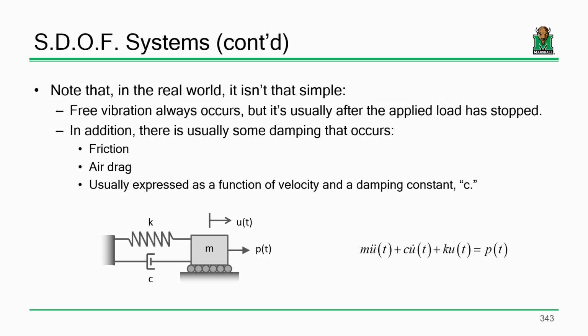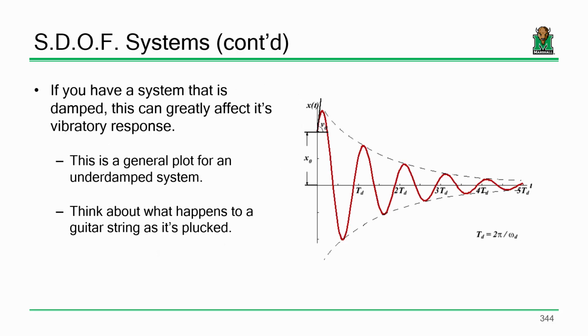For instance, we describe this single degree of freedom system as a system that resists motion by way of its stiffness and its mass. But there's a whole host of other stuff going on, things like friction, air drag, and what have you. Usually that's expressed mathematically as a function of the system's velocity, and we call that damping. Okay. In addition, if you have a damped system, your vibration dies out. It's, again, like a guitar string. You pluck a guitar string, it plays, but after a while it dies out. Okay, it loses that energy.